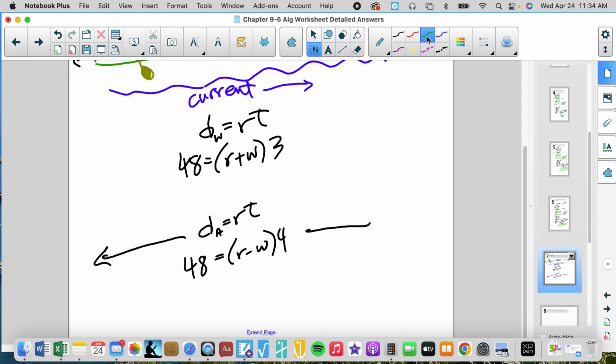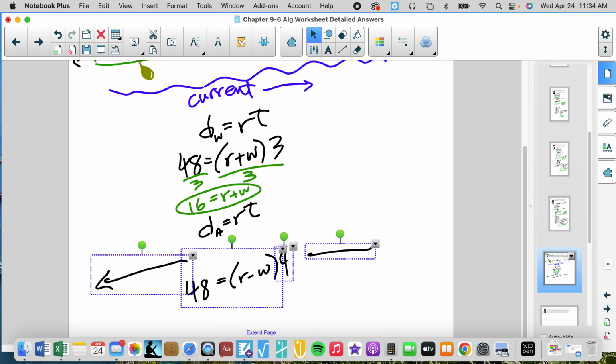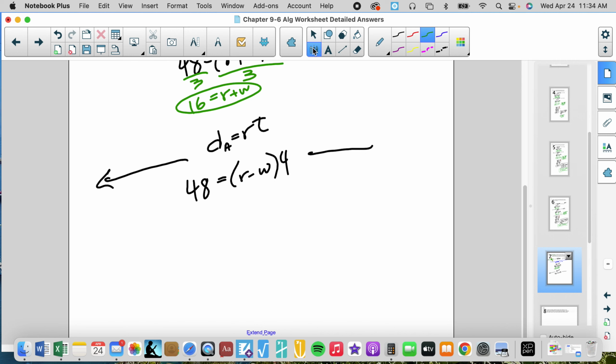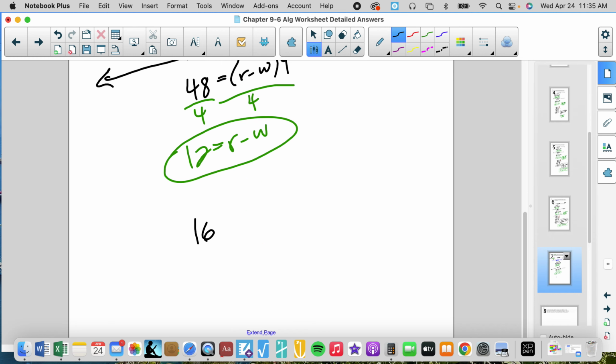Let's divide by 3. And that is going to be 16 equals R plus W. And this one divided by 4. 12 equals R minus W is my other equation. We got 16 equals R plus W, 12 equals R minus W.